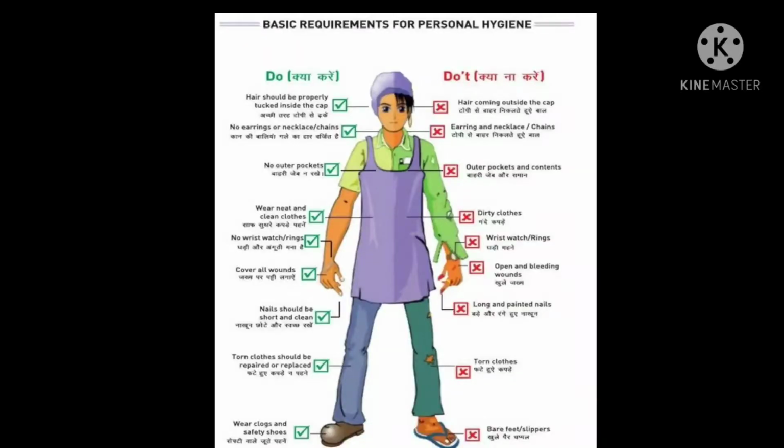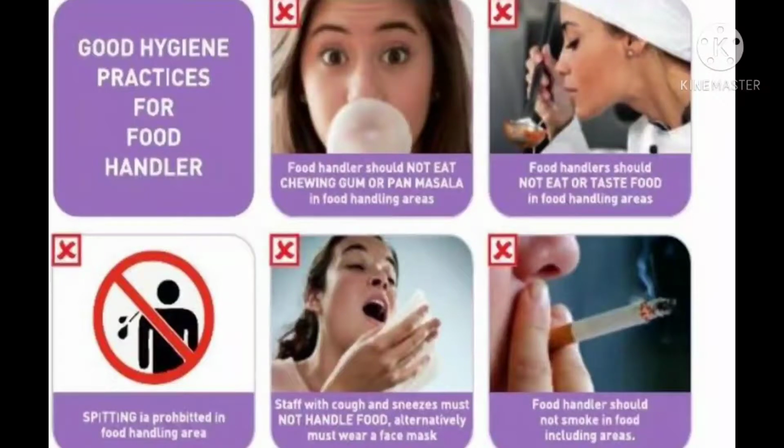It is very essential for food handlers to maintain personal hygiene. They should wear suitable protective clothing, head coverings, and footwear. They should wash their hands at the start of food handling activities, immediately after using the toilet, and after handling raw food or any other contaminated material which can contaminate other food items. They should not eat in food handling areas. Spitting is prohibited in food handling areas.